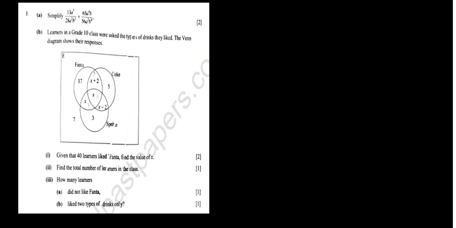Okay, so the next question is question 1B, which is on sets. It says learners in a grade 10 class were asked the types of drinks they liked. The Venn diagram shows their responses. So we have Fanta, we have Coke, and we have Sprite. The first question is asking us, given that 40 learners liked Fanta, find the value of x.